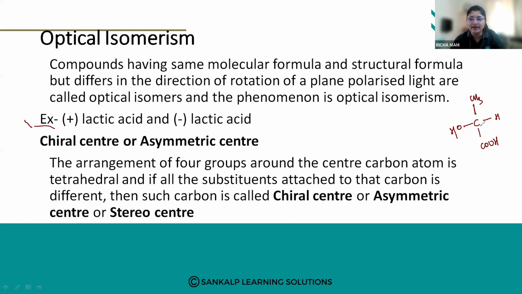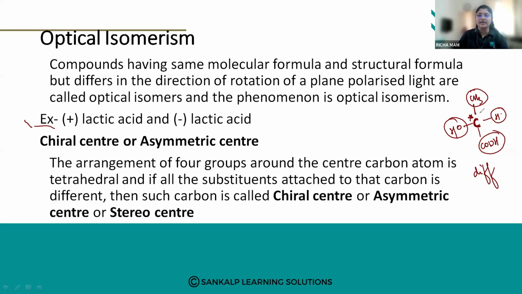Now, what do you mean by chiral carbon? So this is a center carbon. To this center carbon, these are the four different groups. You can see the four groups are different. So if the four groups attached to the center carbon are different, then this carbon is said to be a chiral center. It is called a chiral center or asymmetric center, or a stereo center.